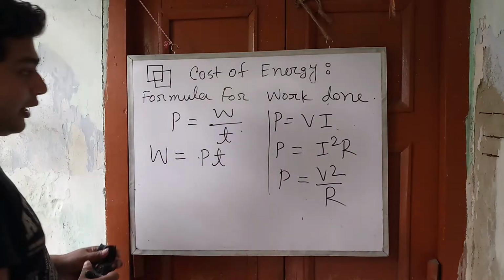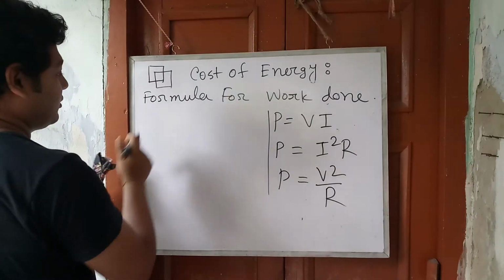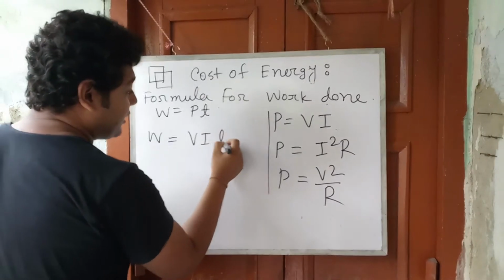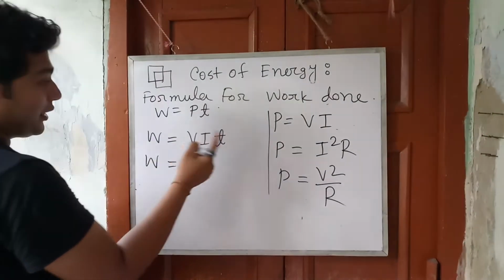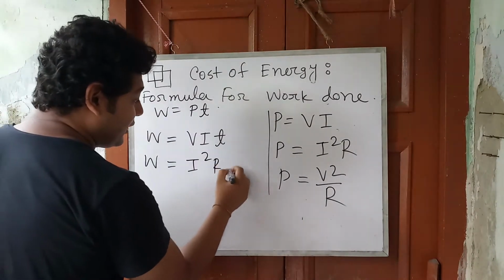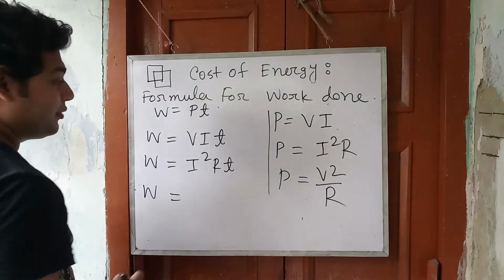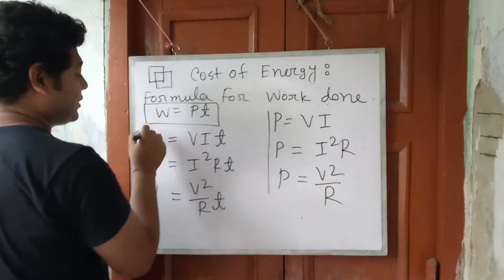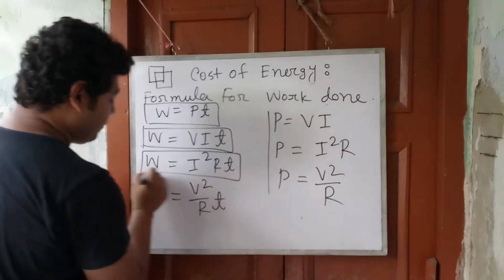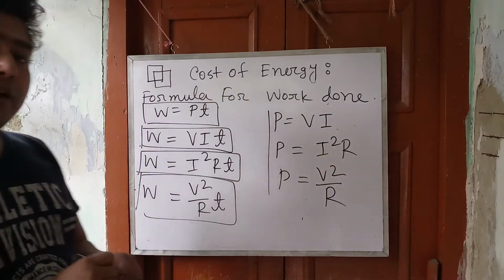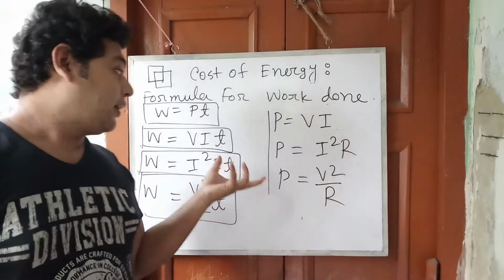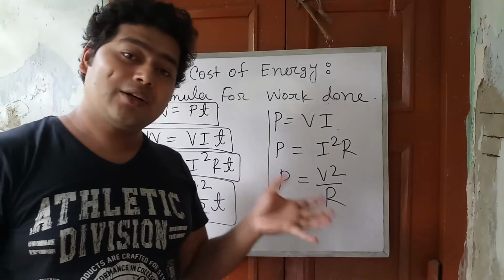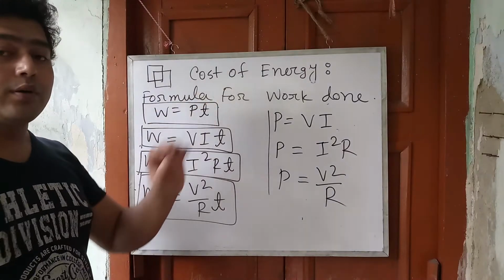Number one, we know that W equals PT. Then we get W equals VI into T. Then we can write I square R into T. Again, we can write W equals V square by R into T. All of these are formulas for work done, and we will calculate our cost of energy by calculating our work done and multiplying by the cost rate. Then we will get our cost of energy.